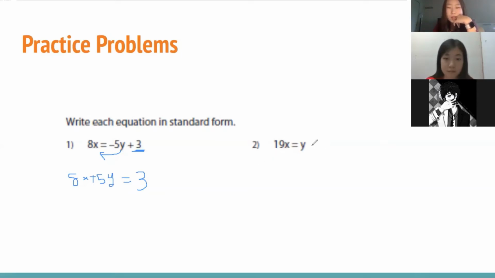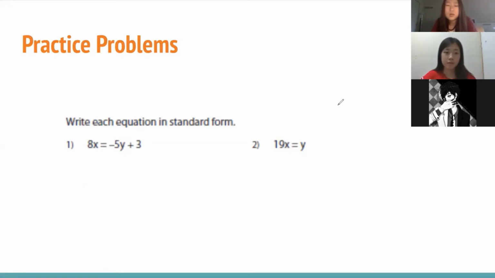So basically, there is not a number you can see right there, so you don't know what the number is. So we would assume that the number equals 0 because you don't see a number. And you want x and y to be on the same side. So it will become 19x minus y equals 0.